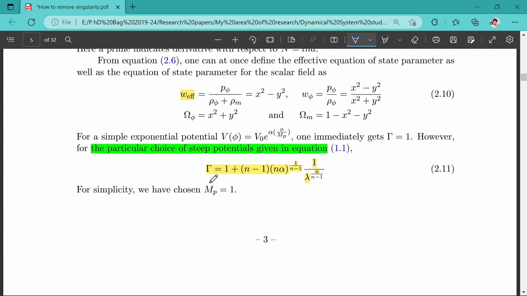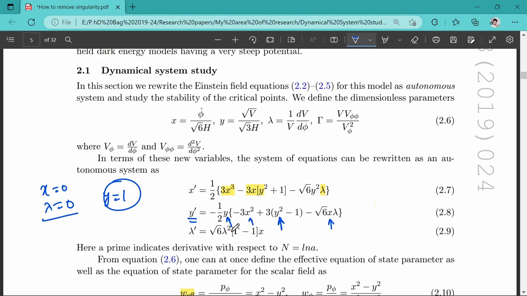Well, one can say that okay, gamma can become divergent, no problem, because it is the second derivative of the potential and we don't require it. Because gamma goes to infinity, but lambda is again zero, so zero times infinity will always be zero, so it is fine. Okay, so no problem.